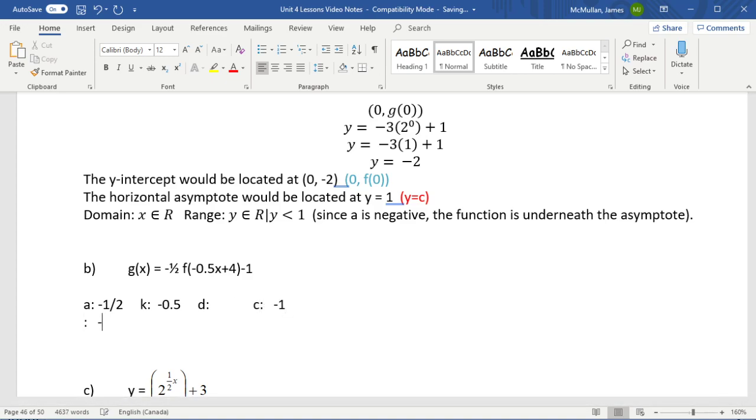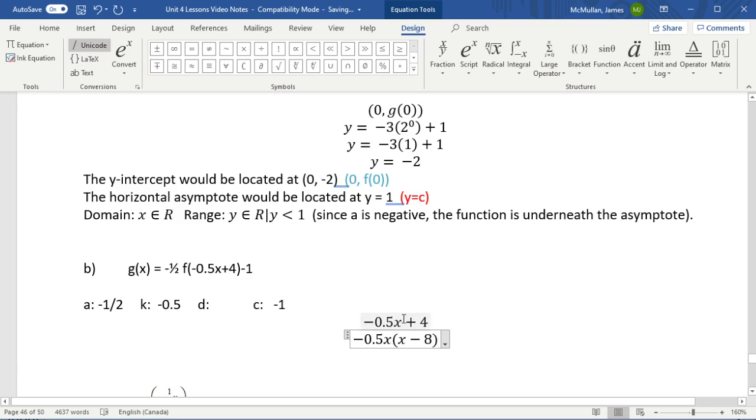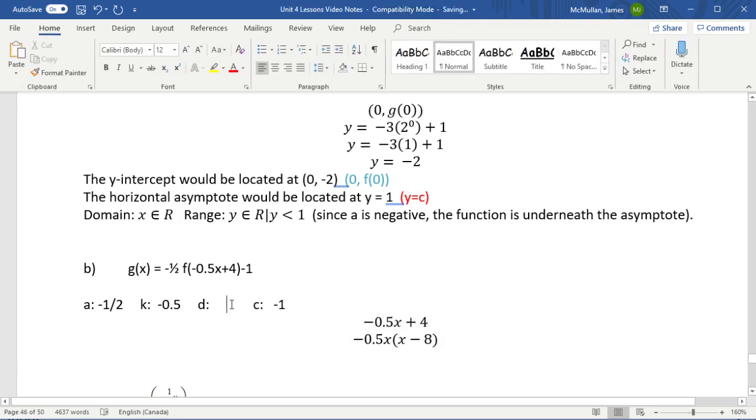Again, to get the d value, I need to take this negative 0.5x plus 4, and I need to factor out the negative 0.5, and it turns out when I do that, I get d as a positive 8, which is not obvious from looking at it, right? You've got to take this extra step to see what happened to d. Okay, let's describe this one.